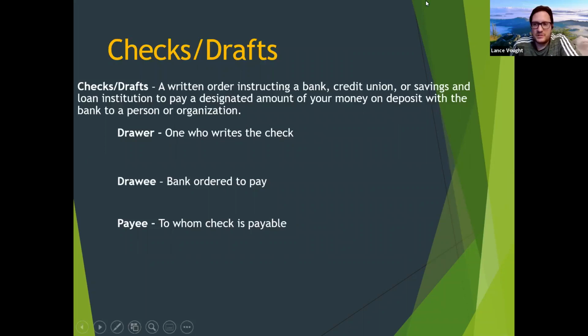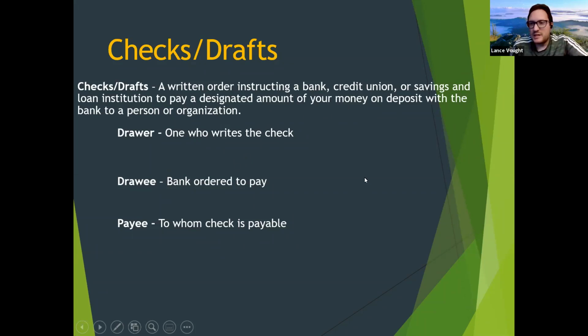So when it comes to checks and drafts, we have drawer, not drawer. The drawer is the person who writes a check. Basically, a check is just something that's written. I think we know what checks are, but remember that there are three parties here, not two.